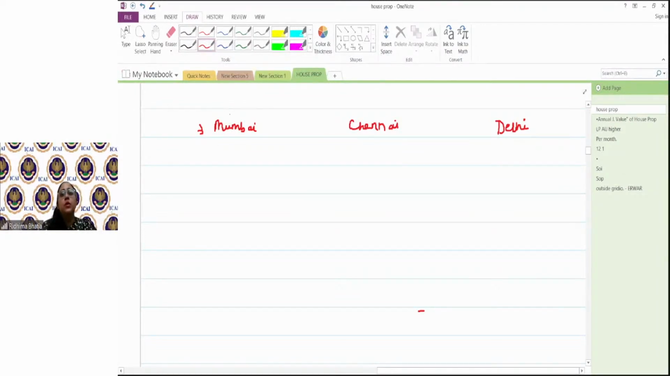सबको assume कर लो कि अगर वो let out होते तो उनकी income from house property क्या होता, and सबको assume कर लो अगर वो self occupied property होती तो उनकी income from house property क्या होता. Assume if every property is let out, what would have been the income from house property, and assume every property if self occupied, what would have been the income.